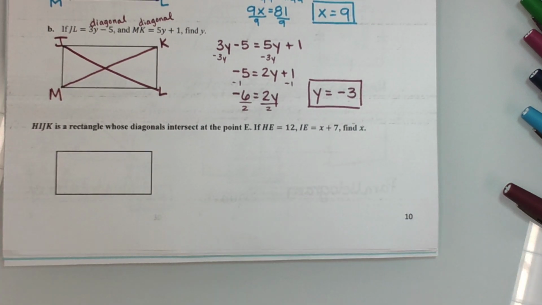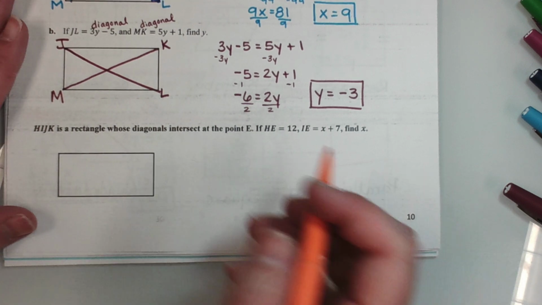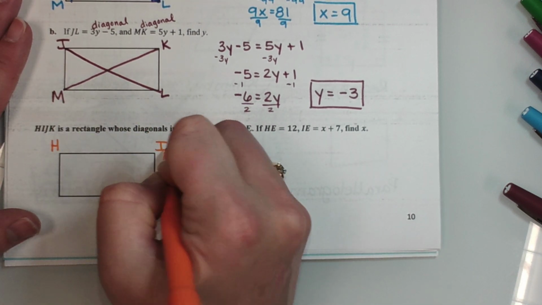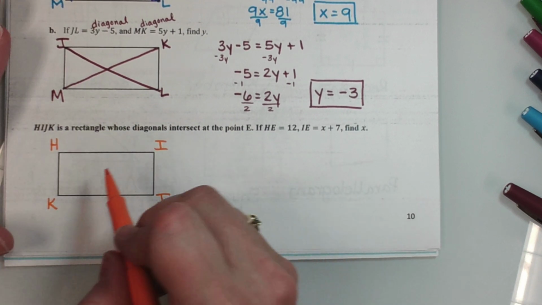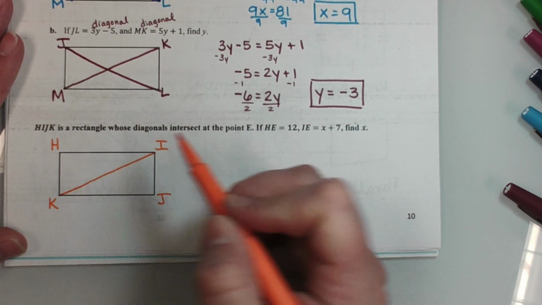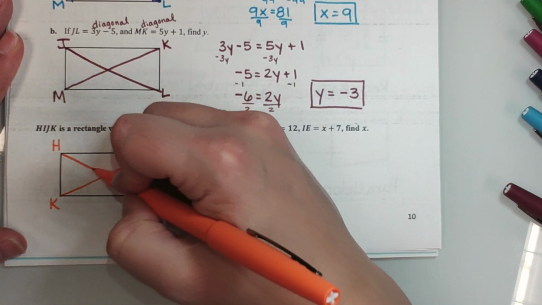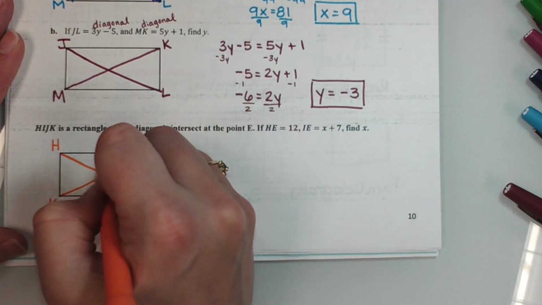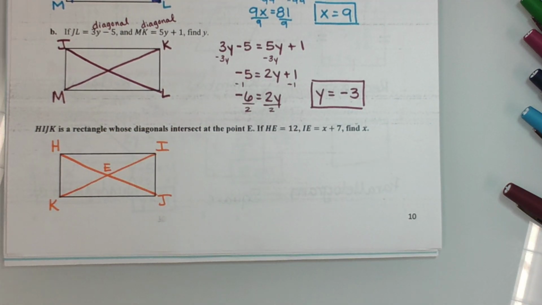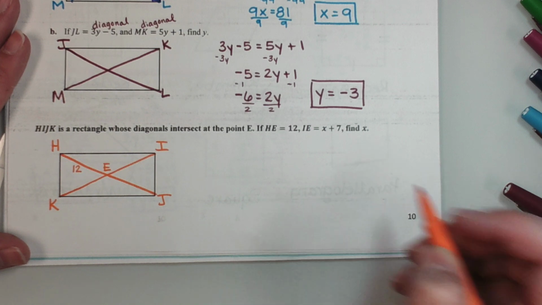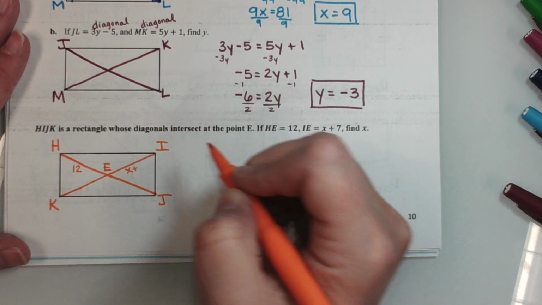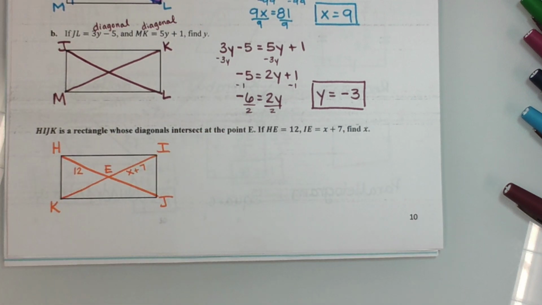Okay, we've got one final problem. HIJK is a rectangle whose diagonals intersect at point E. Okay, gotta put my diagonals in. There's point E. HE is 12. IE is x plus 7. Find x.